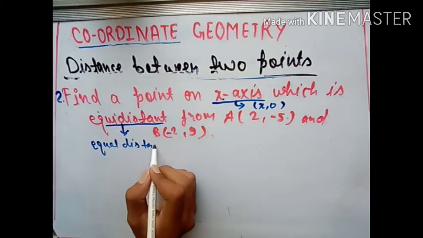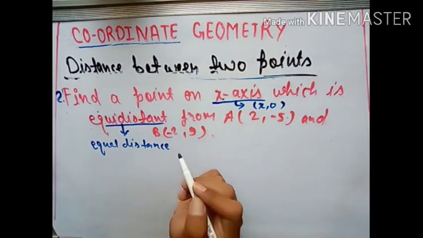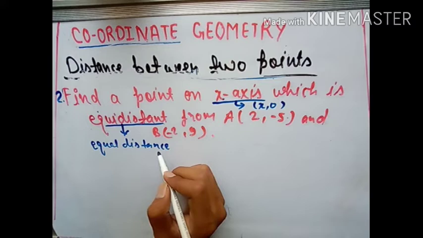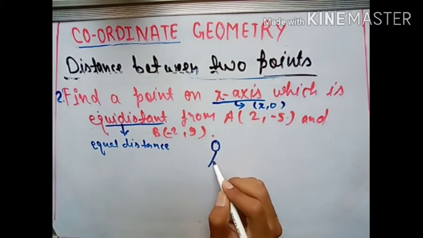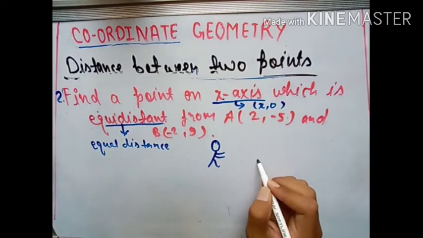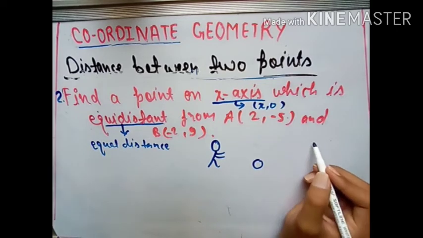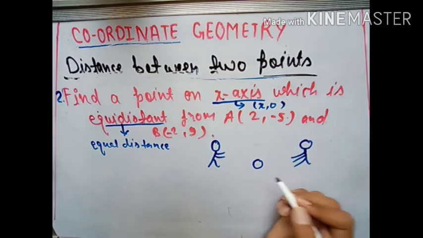Equal distance. But to understand equidistance, equal distance is not enough. So let me give you a daily life example. Like, this is a boy and this is a ball. This is the second boy, and this is the ball.